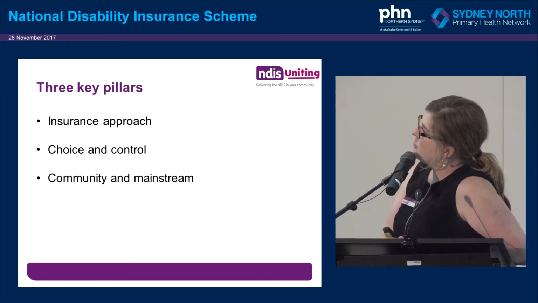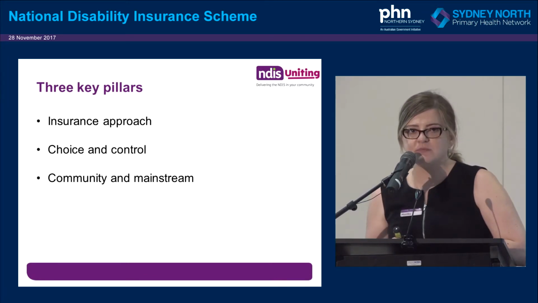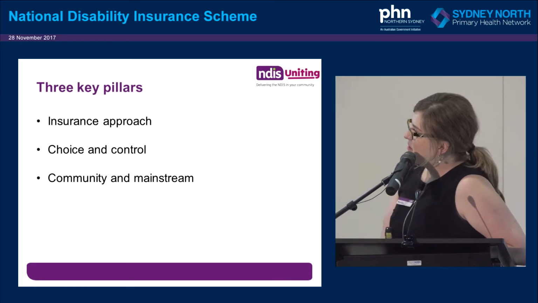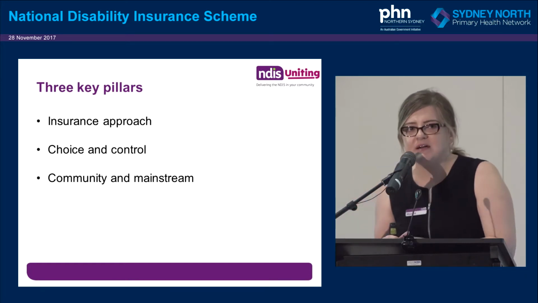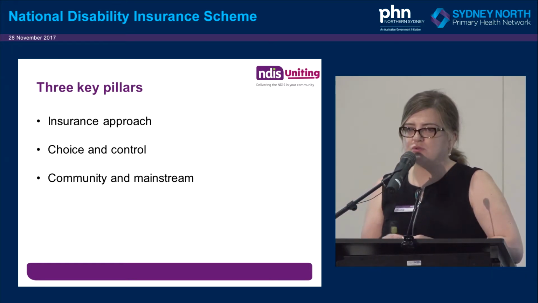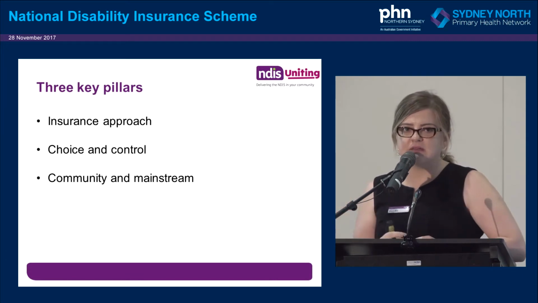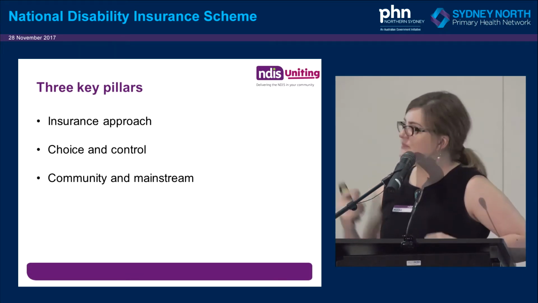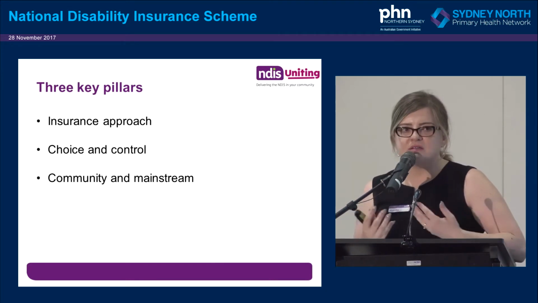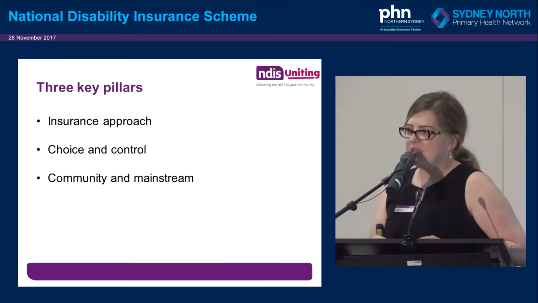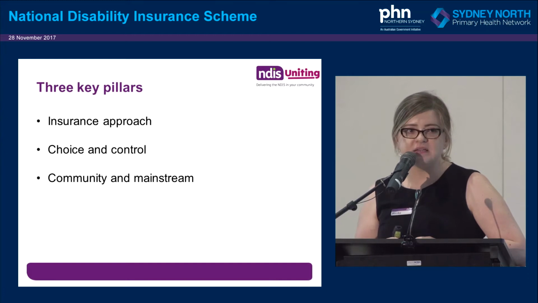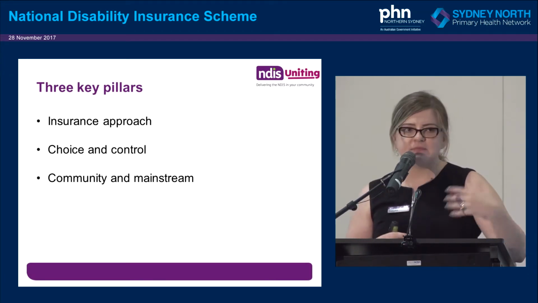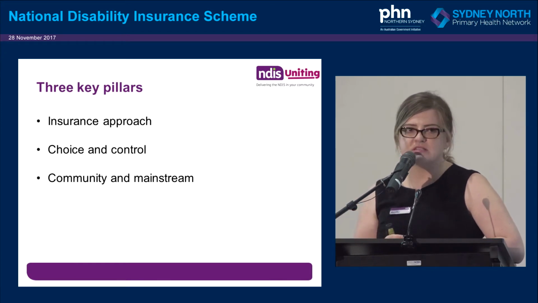And the third and final pillar of the scheme is all about community and mainstream. And really important to remember that when we are working with a participant to gather all the information about their life in terms of putting together their plan, we look at what kind of informal supports they are getting or would like to be getting in the first instance, and that may include involving family, friends, community groups, for example.